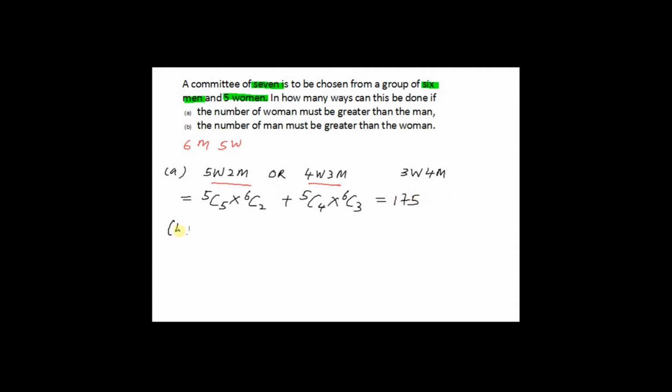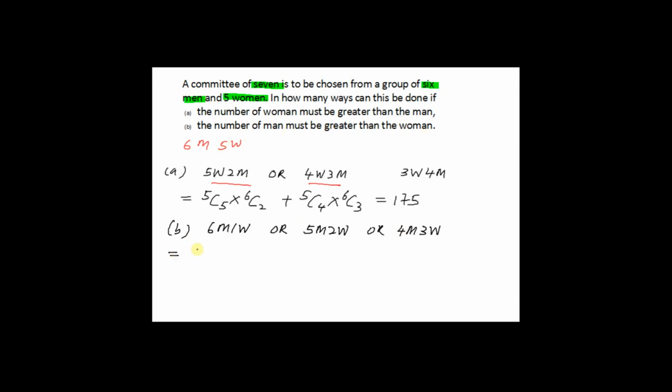Now for part B, you have to find the number of ways can this be done if the number of men must be greater than the women. So now we have 6 men, we have to choose a committee of 7. So we can have 6 men, 1 woman, or 5 men, then we have 2 women, total is 7, or we have 4 men and 3 women. So these are the 3 choices we have, because the number of men must be greater than the women.